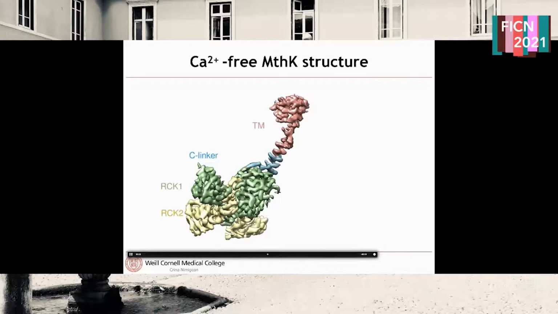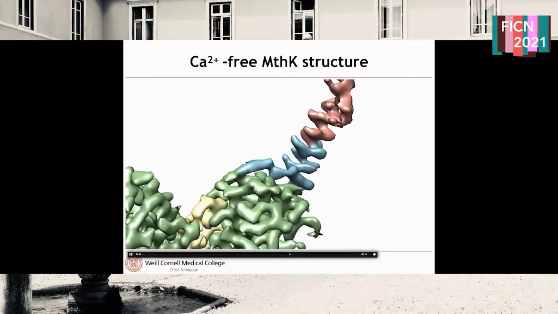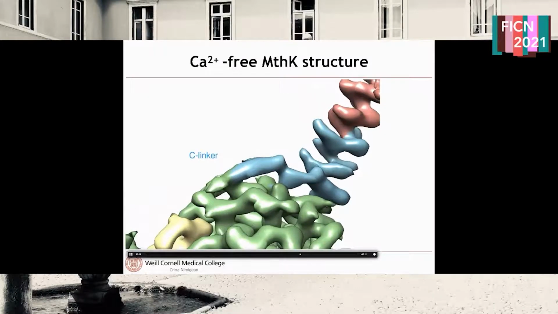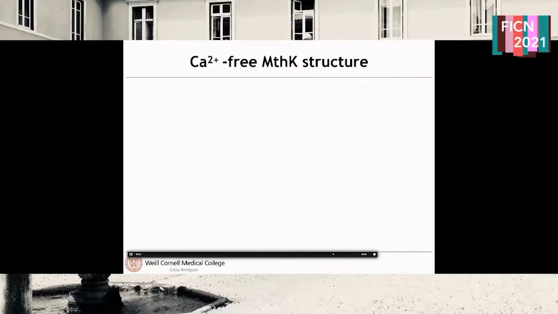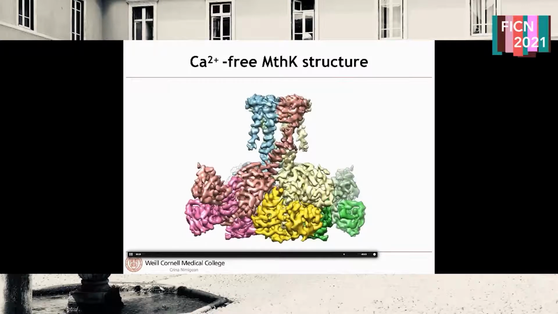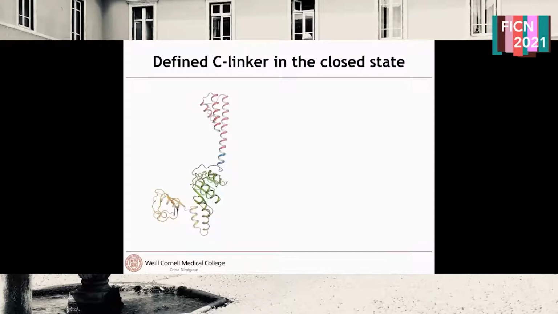And here's the individual subunit with the linker. So this blue thing here is what was not resolved in the crystal structure in the open state. What you can see is that there are two additional alpha helical turns that extend the TM2 all the way down, and then this C-linker is a loop that lays flat on the RCK domain.